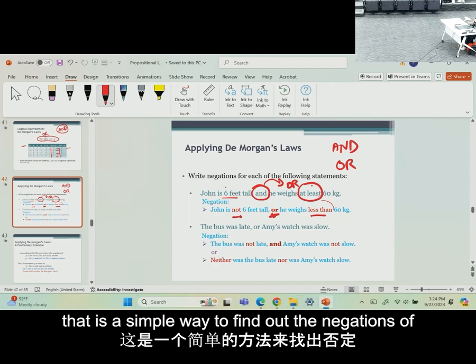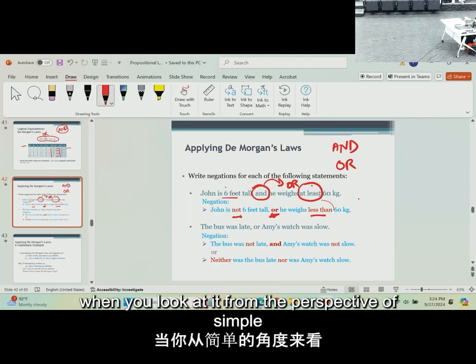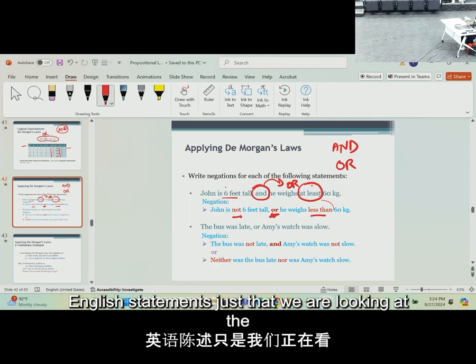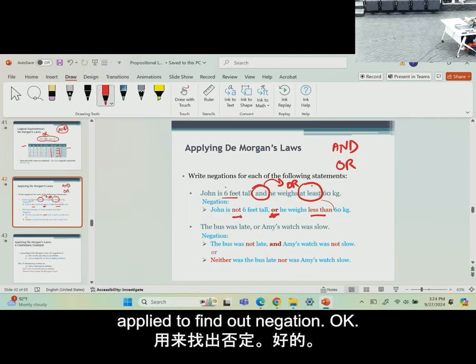Okay. So that is a simple way to find out the negations of given statements. And actually, they are pretty easy when you look at it from the perspective of simple English statements, just that we are looking at De Morgan's law and seeing how De Morgan's law is being applied to find out the negation, okay?